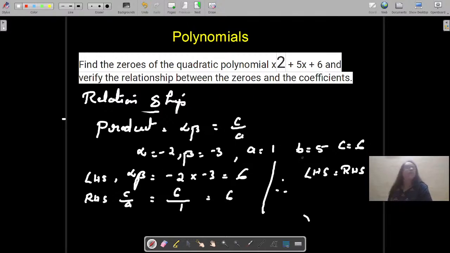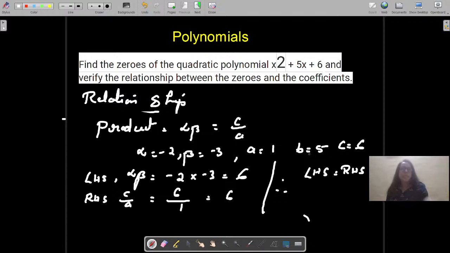This is the way we have to write for the examination also. We have to write like this. There are 3 steps. The first one is we have to find out the zeros of the polynomial, that is, find out the values of x. Since it is a quadratic equation, 2 values are there, alpha and beta. Next you take the relationship. How to verify this relationship? First one is alpha plus beta is equal to minus B by A. Next one is alpha into beta is equal to C by A.